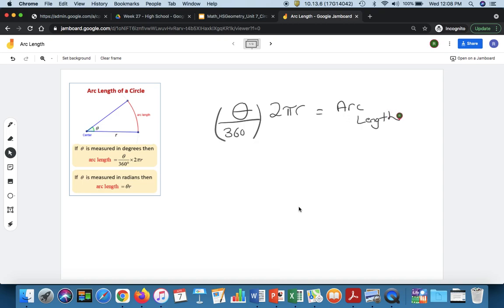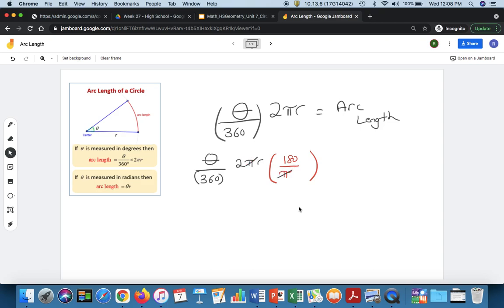So now we want to create an equivalent expression here. And what we can do to convert it is multiply by 180 over pi. So let's do that. So we have theta over 360 times 2 pi r, and we're going to create an equivalent expression by converting this. So we're going to multiply by 180 over pi, and let's see what we could do. I see that we could divide out our pi's.